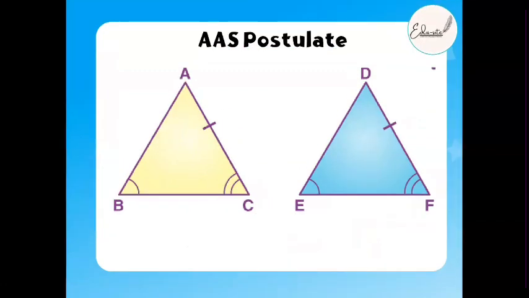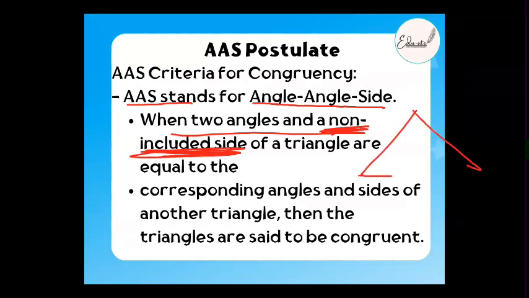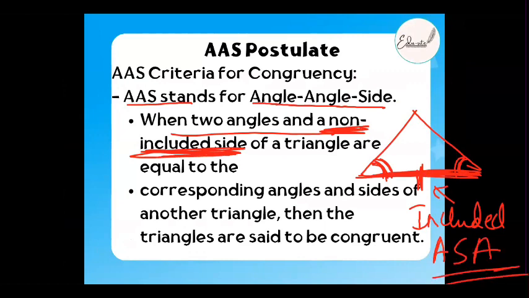What is AAS postulate? AAS stands for angle angle side, when two angles and a non-included side are given. If this angle and this angle are given as equal, and this side comes in between, we call it the included side, right? Because in place of the second angle they have given the side there, so you can prove it by ASA postulate. But if this side is not given and the opposite side, the non-included side, is given, then you can use AAS postulate.